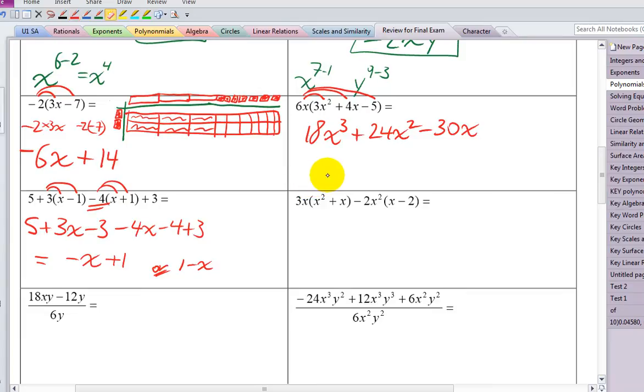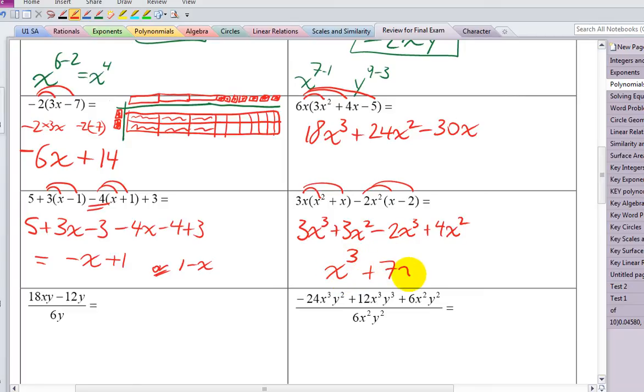Okay, do the next one as well. Multiply in, collect like terms. X cubed plus 7x squared. Yeah. Good. Any questions with these two?